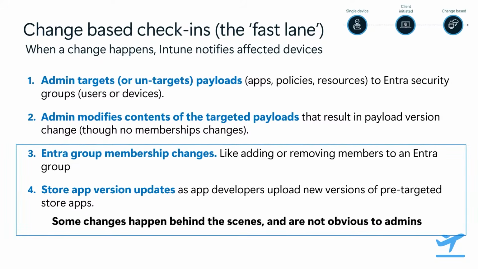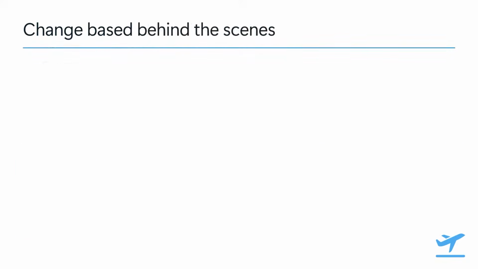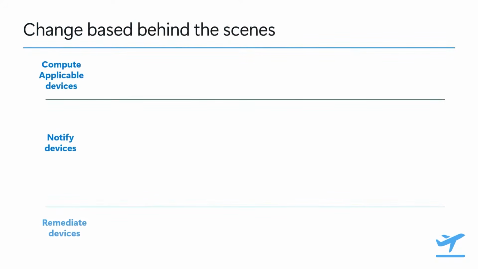Now, the last two categories in particular are interesting because they can happen behind the scenes without the admin ever noticing. But from Intune's perspective, they are still real changes that trigger the fast lane. When any of those changes occur, Intune will notify affected devices. However, not every change triggers a fast lane notification. While some of that is by design, like for example, adding an app as available to a group of users, there have also been inconsistencies on what payloads and gateways were onboarded onto the fast lane. I'll address that later. To make this concrete, think of change delivery like package tracking.